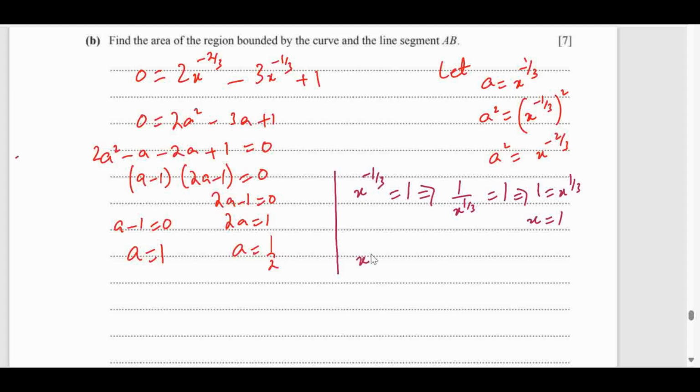And now let's see the other one. x power minus 1 by 3 is equal to 1 by 2. So we can write it as 1 over x power 1 by 3 is equal to 1 over 2.